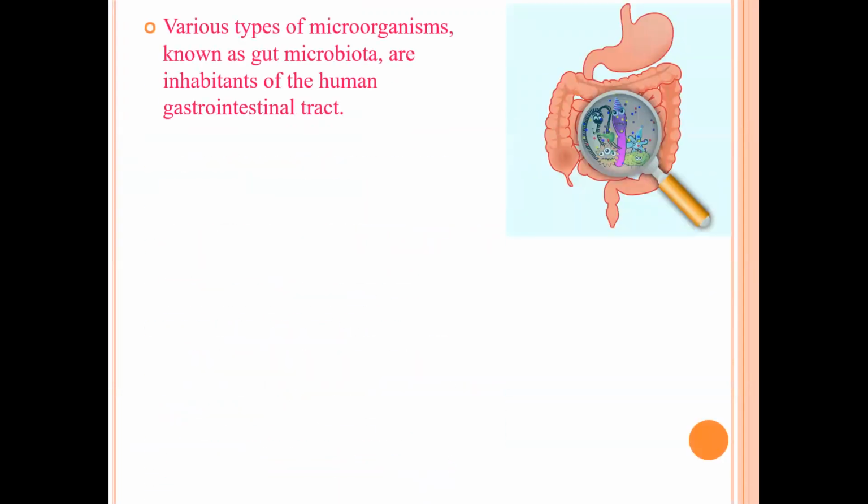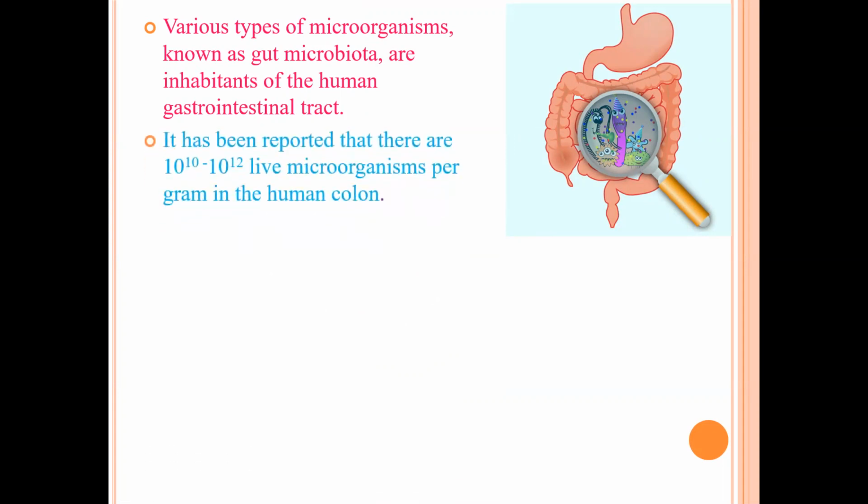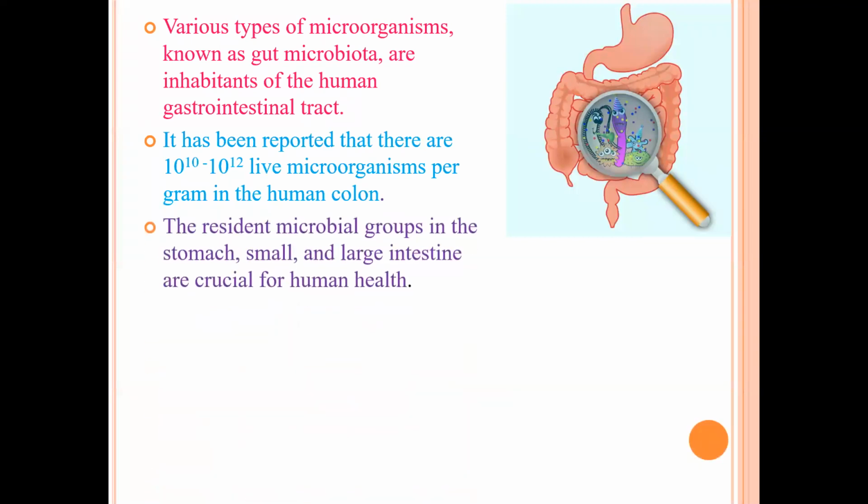Now, what is prebiotics? Actually, before discussing prebiotics, we must know the background. Various types of microorganisms known as gut microbiota are inhabitants of the human gastrointestinal tract. It has been reported that there are 10 to the power 10 to 10 to the power 12 live microorganisms per gram in the human colon.